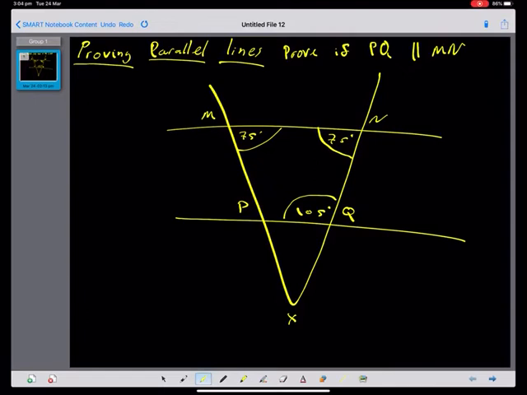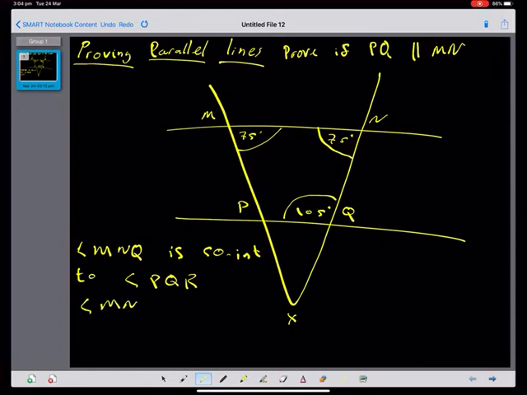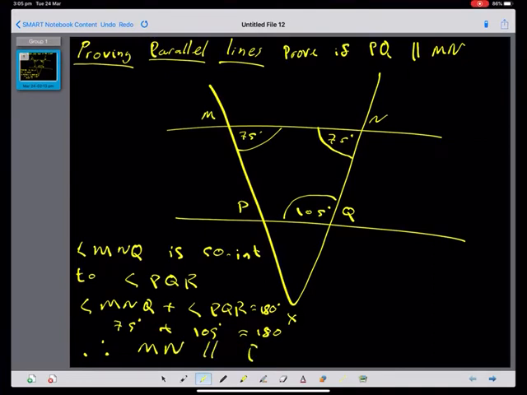Hopefully you've done that now. Let us have a look at this question. We can say that angle MNQ is co-interior to angle PQR. We can write that mathematically: angle MNQ plus angle PQR is equal to 180. We can show that 75 plus 105 is equal to 180, and we can draw our conclusion. MN is parallel to PQ.